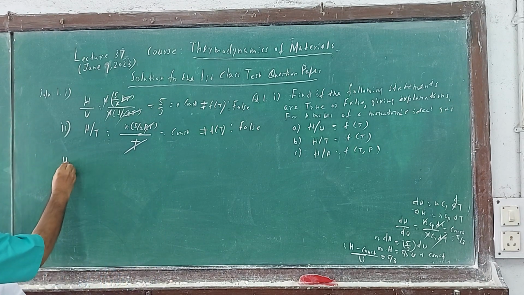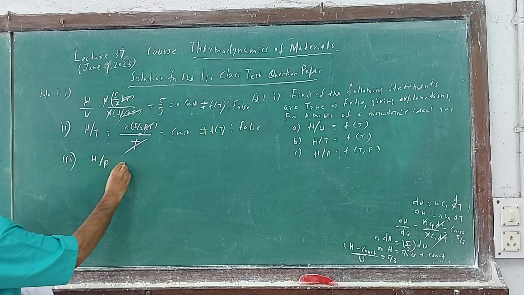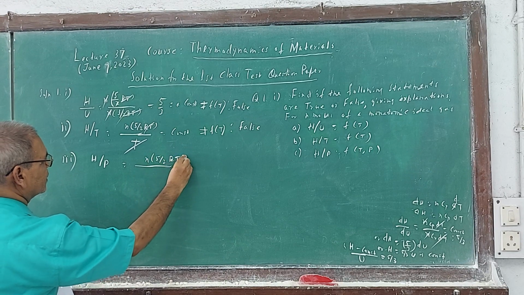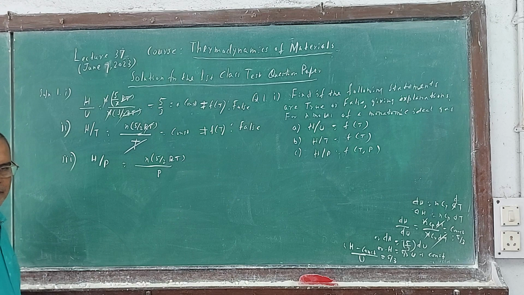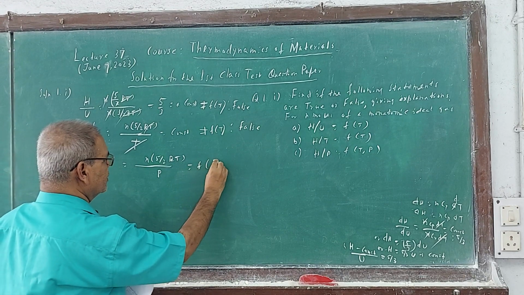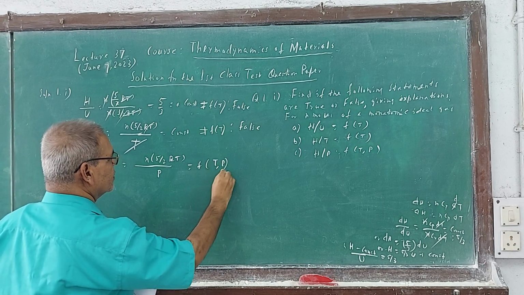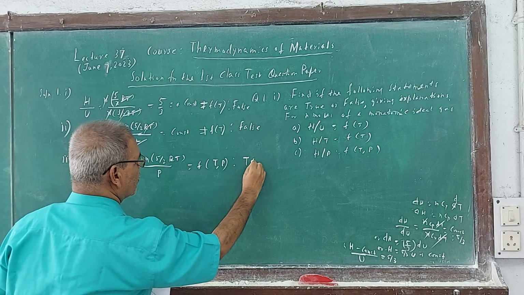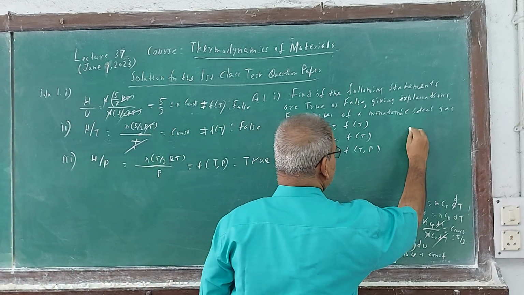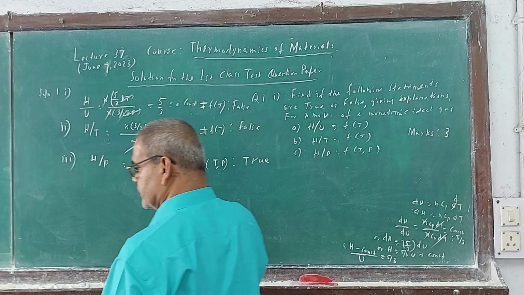Third, let me finish this quickly. H by P, let us see. H by P is what? Again, n 5 by 2 RT by P. See now, don't cancel. n 5 by 2 R is an extra constant, so it is a function of T by P, meaning T and P. True. This is the answer. 3 marks.